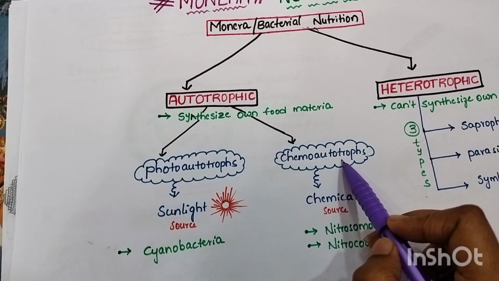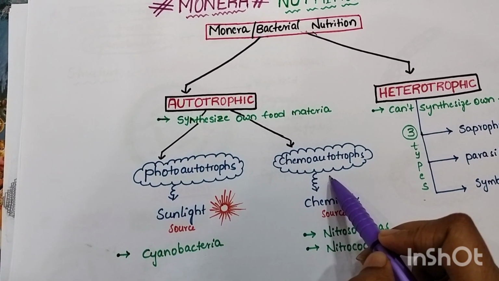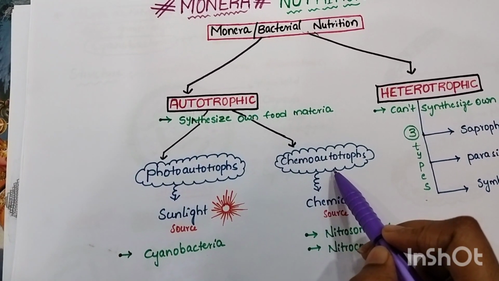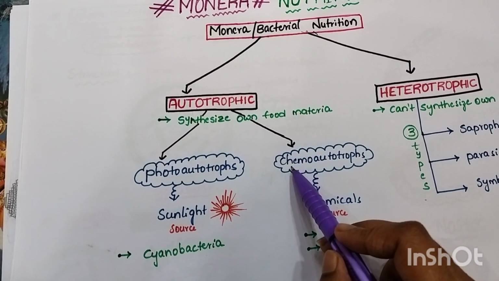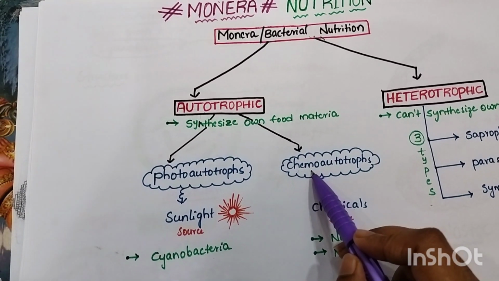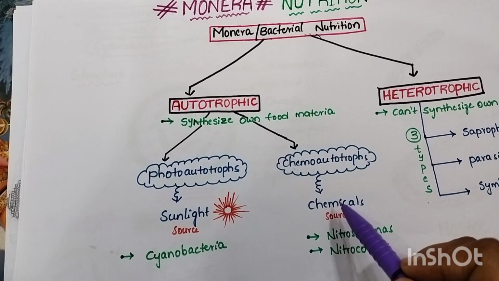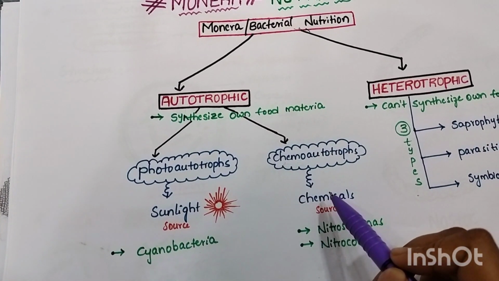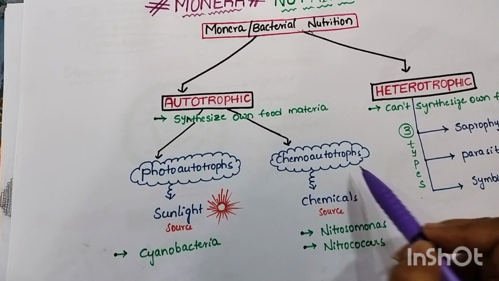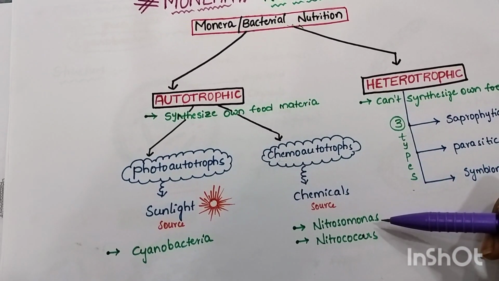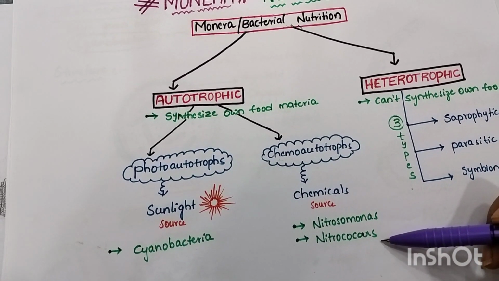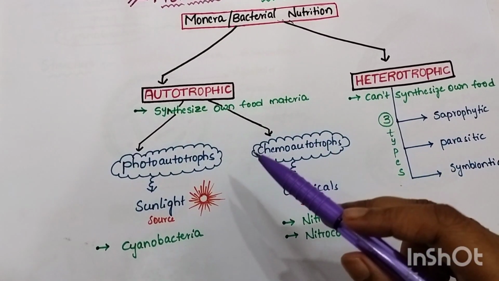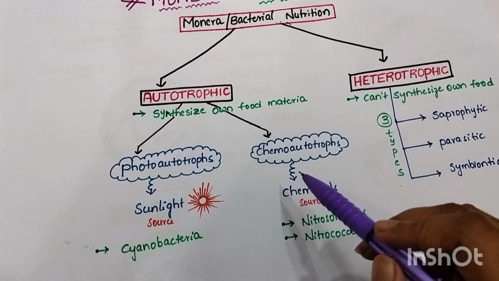Coming to the chemoautotrophs, here the bacteria prepare their own food material by using chemicals. The name itself indicates chemo, that means chemicals. So by using chemicals as a source, the bacteria prepare their food material. Examples of the chemoautotrophs are Nitrosomonas and Nitrococcus. So this is the autotrophic bacteria.